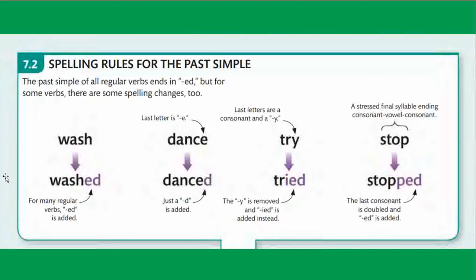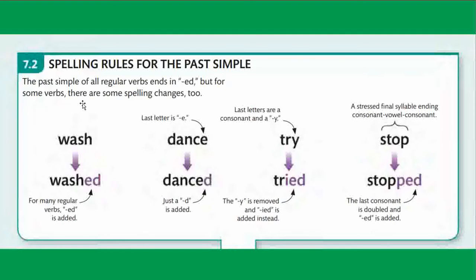Now let us see the next pointer that we have. We have certain pointers for the spelling rules for past simple or simple past tense. The past simple for regular verbs ends in ed. We have seen that example just now. Walk will become walked, wash will become washed, ed is added.